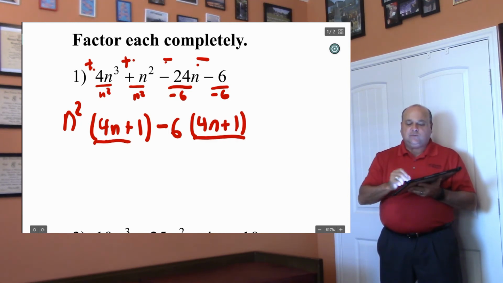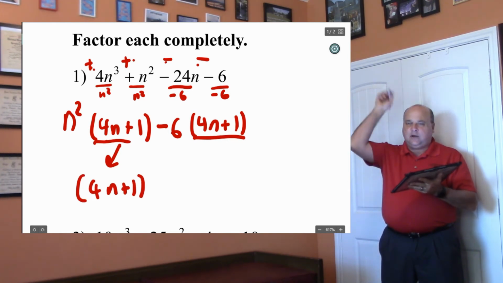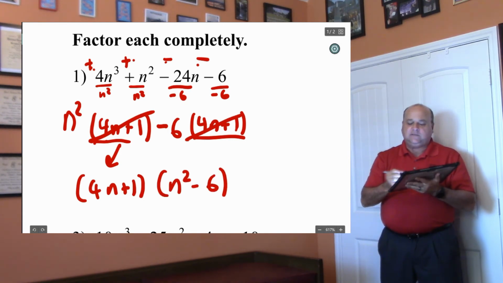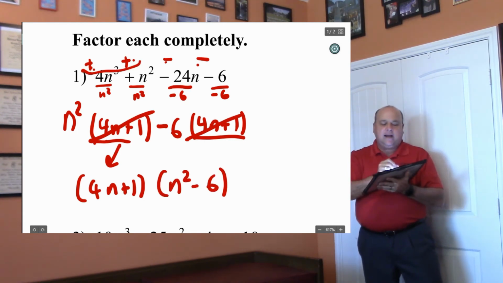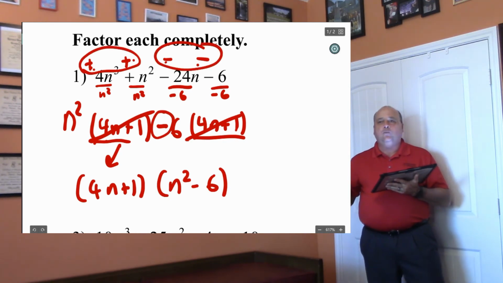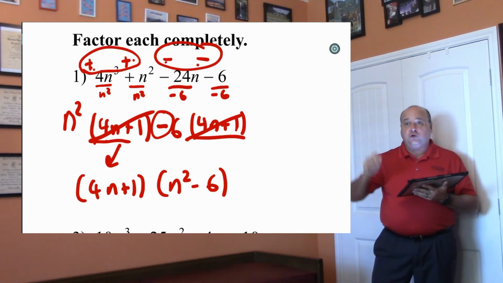Notice my parentheses repeat, don't they? So I'm going to write down the 4n plus 1. Basically, you're dividing these out. You're factoring them out. And what's left? n squared minus 6. So the first thing you want to look at is see if you have opposites. If you have opposites, this sign will be minus. If they're the same, that sign will be plus, like the first two.